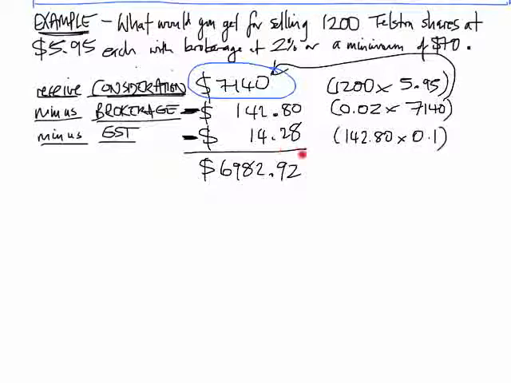When you're selling the shares, this number should be smaller, because it is the consideration take away the brokerage fee and the GST cut that the government takes. So that's how much you would have gotten for selling 1,200 Telstra shares at $5.95 each with a brokerage of 2%. So that is the selling of shares.